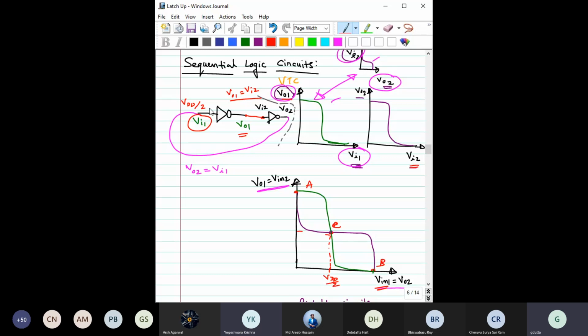But if we say VDD by 2, we cannot say it is exactly at VDD by 2. If VDD is 3, then VDD by 2 is exactly 1.5. If there is some noise, even in the millivolt range, there will be some perturbation. Say noise on the positive side or negative side. Let us say for the time being the negative side. The noise can make this point shift a little bit to this. Then this is now the input, and that will create an output here.